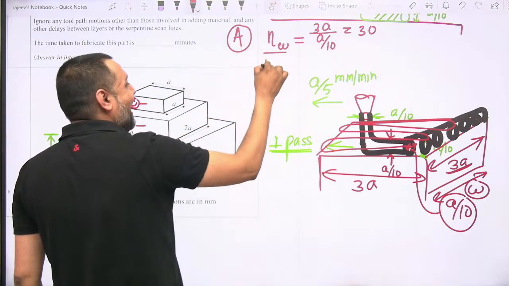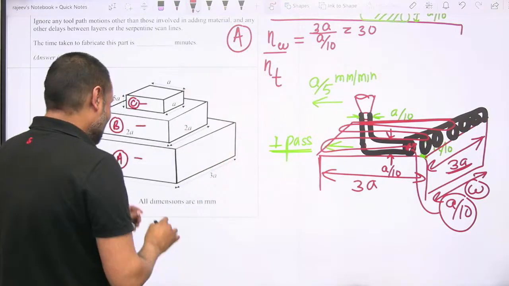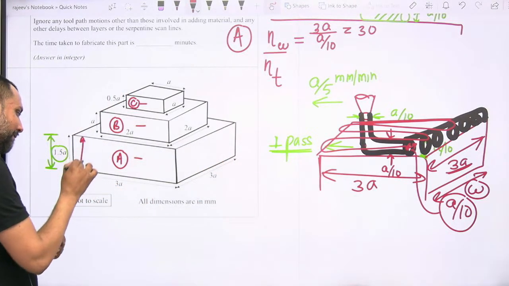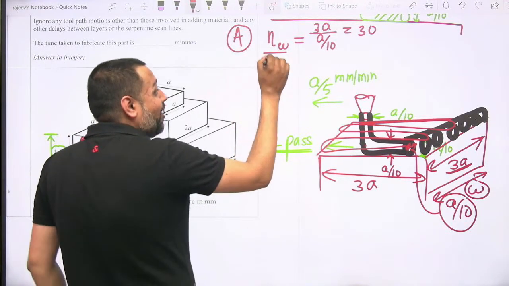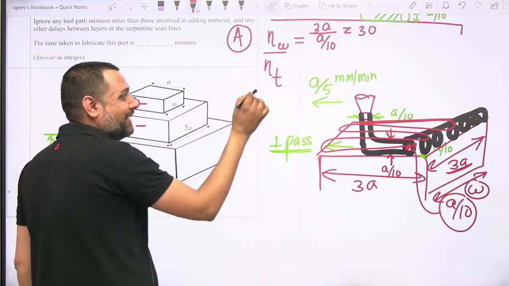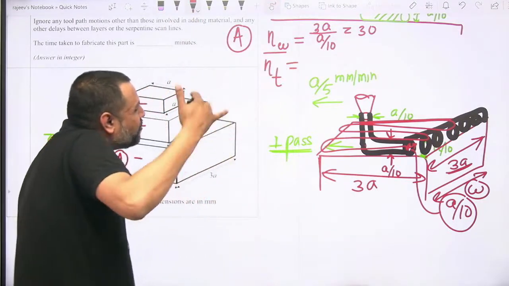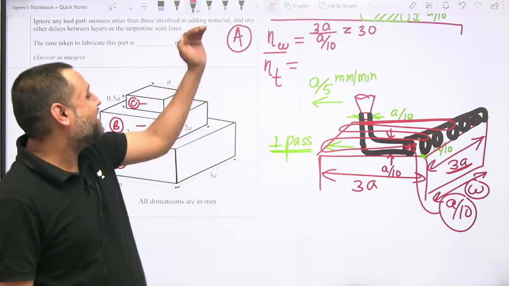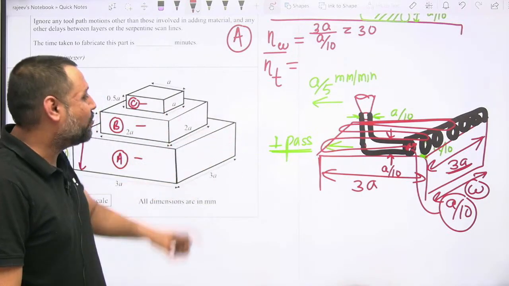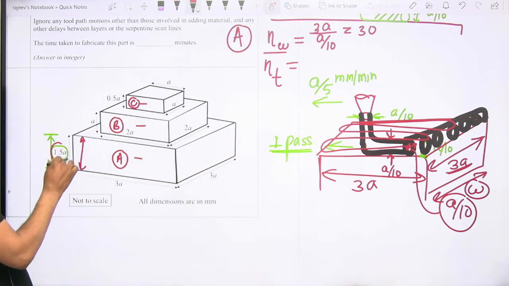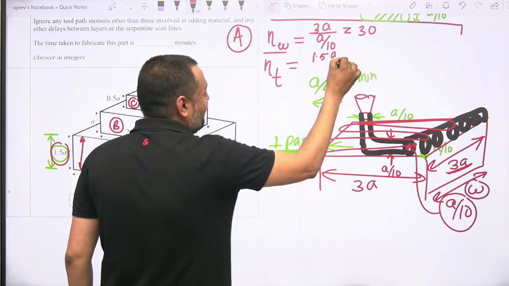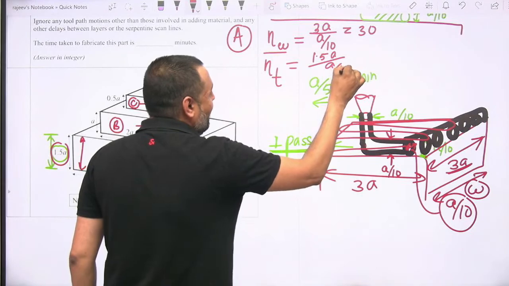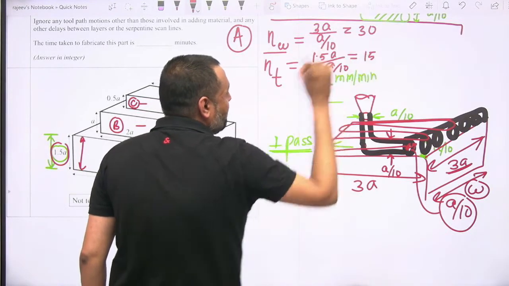And my dear, how many layers in the thickness direction? The number of layers to be deposited in the thickness direction is going to be equal to 1.5A, the thickness, divided by A by 10, that is 15.